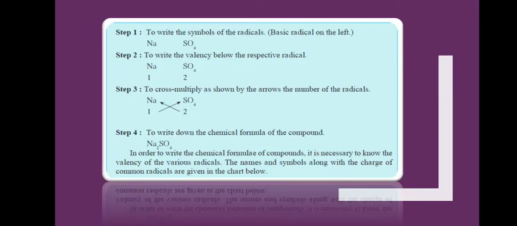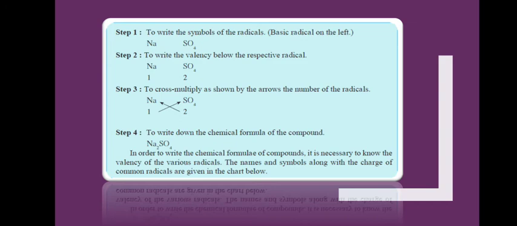So let's see. To write the symbols of the radicals is the first step that you do. So basic radical on left always, Na, and for sulfate it is SO4. Then we will write the valency of the respective radical. Sodium's valency is 1 and sulfate's valency is 2. Now you cross multiply. So Na will become 2, Na2SO4. So this is the formula. Very easy to determine the formula, right?